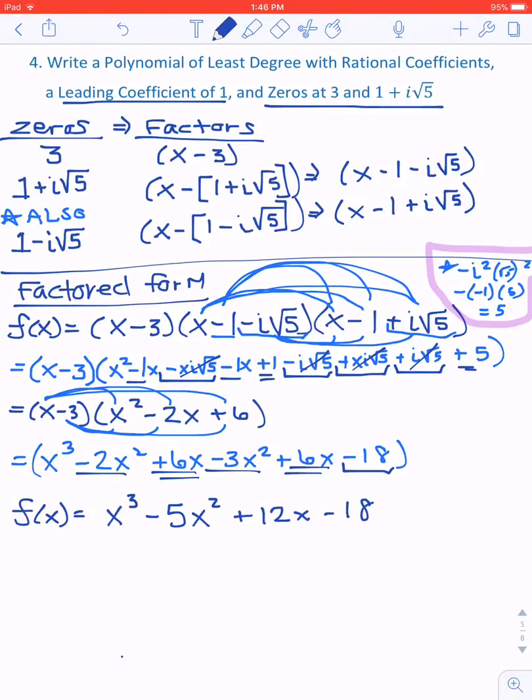Check back at the top. Did you use all of your zeros? Yes. Is it a polynomial? Yes. Least degree, so standard form. Rational coefficient. Is there a leading coefficient of 1? So if you distribute it correctly, there should only be one x cubed in the front.